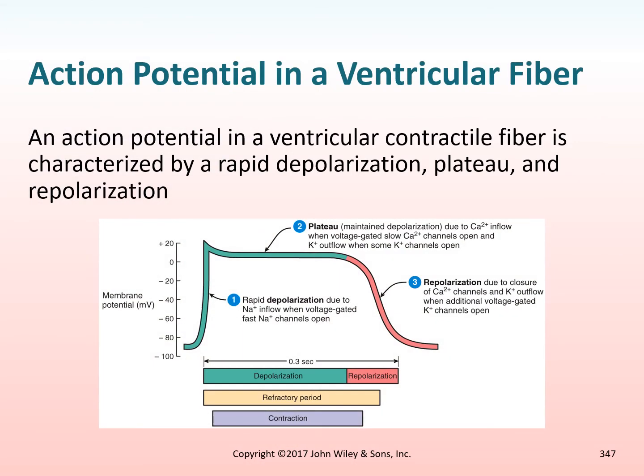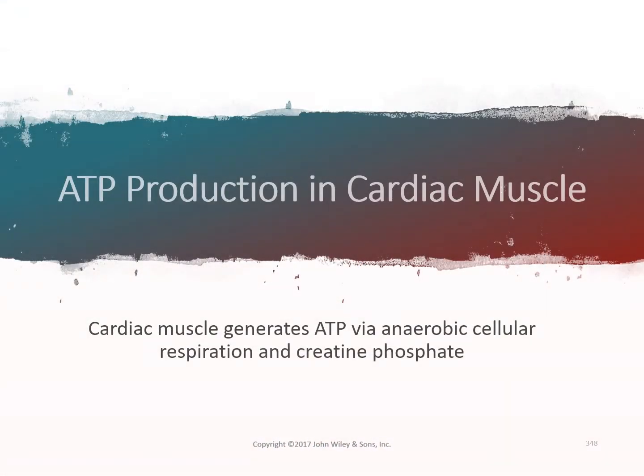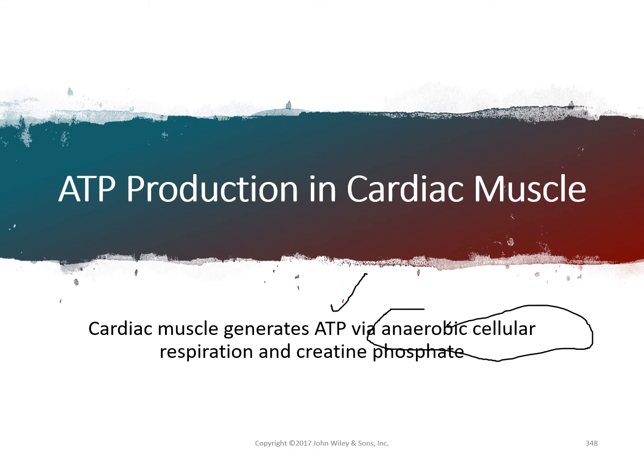This shows you what happens in the heart when it comes to basically squeezing. The depolarization causes the muscle to contract. And then there's this thing called repolarization that happens just a little bit later so that it will be able to contract again. In the heart, cardiac muscle generates ATP via anaerobic cellular respiration and creatine phosphate, which is called CP.